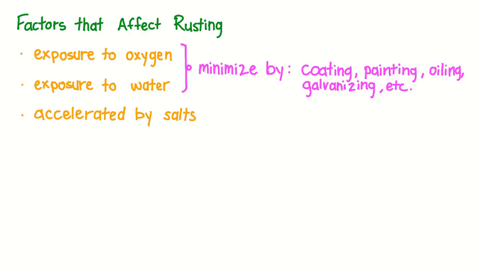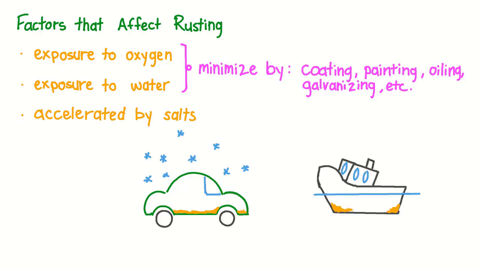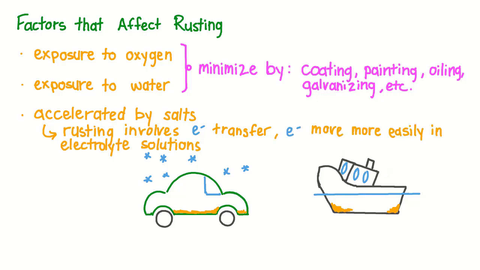Rusting is accelerated if the iron is exposed to salts. This is why cars tend to rust so quickly in areas where they salt the roads after it snows, and why boats that are in salt water rust more quickly than boats that are in fresh water. The reason for this has to do with the fact that rusting involves the transfer of electrons between iron and oxygen, and electrons are able to move more easily when they're in electrolyte or salt solutions.